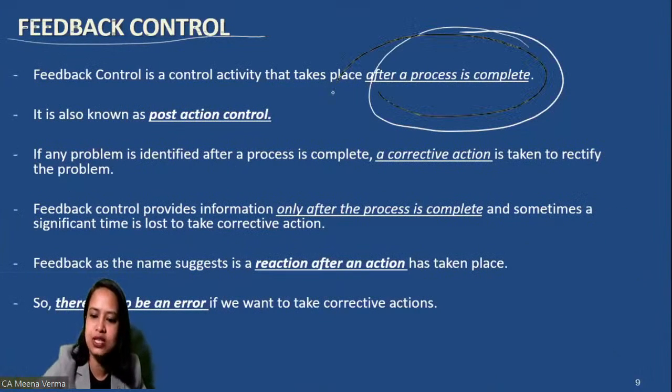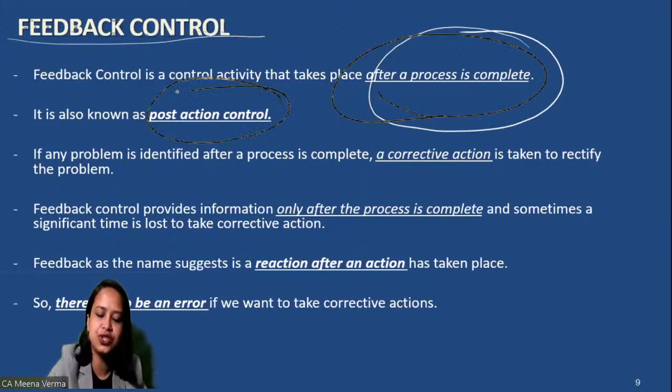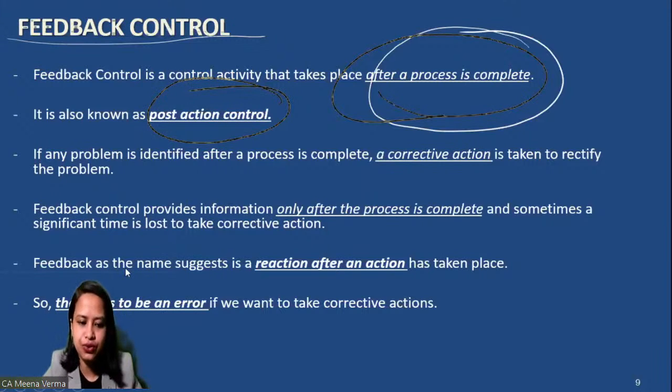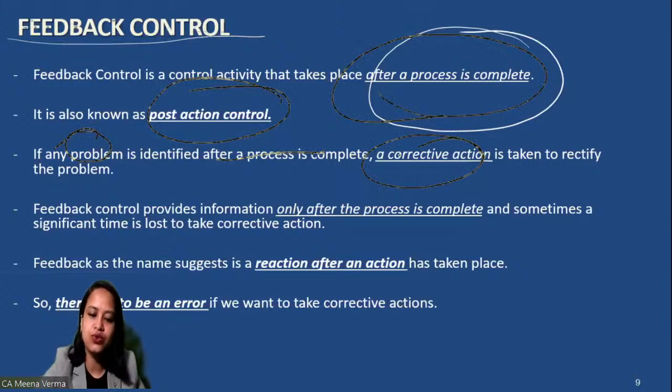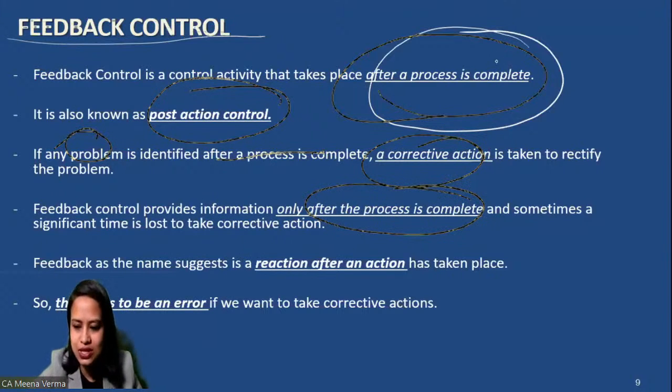So after the process is complete, you do this feedback control. Okay? So this is post action control. If any problem, any variances, any error is identified after the process is complete, you take corrective action to rectify the problem. So feedback control provides information only after the process is complete. See, you are doing this only when the process is complete.